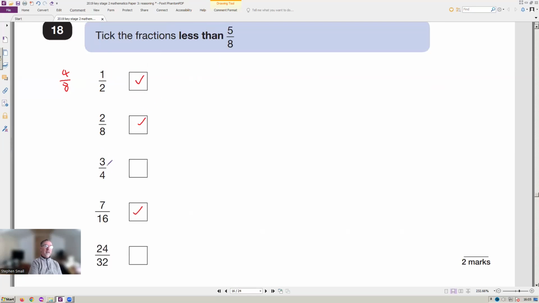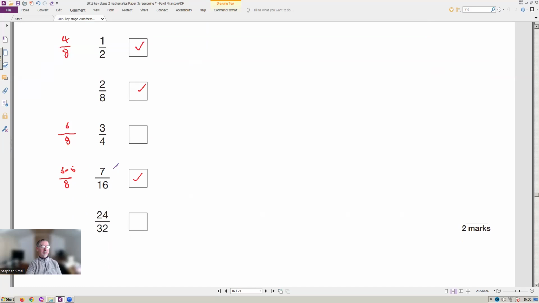3/4. How do I know that 3/4 is less than 5/8? Again, I need to multiply the 4 by 2. I get 8. And do the same to the top. 3 times 2 will give 6. So 3/4 is the same as 6/8. So it's bigger than 5/8 because eighths are the things we're talking about. 7/16. Well, that's a funny one because I'd have to divide the 16 by 2 to make 8. And if you divide the 7 by 2, you get 3.5. I know which is a strange fraction, but you can see it's clearly less than 5/8, 3.5.